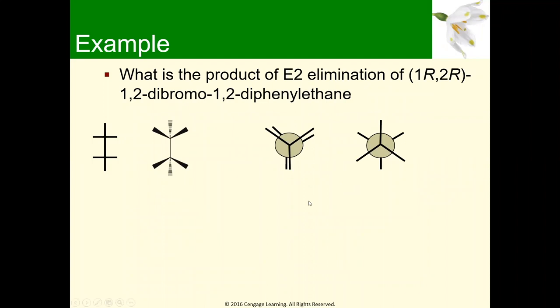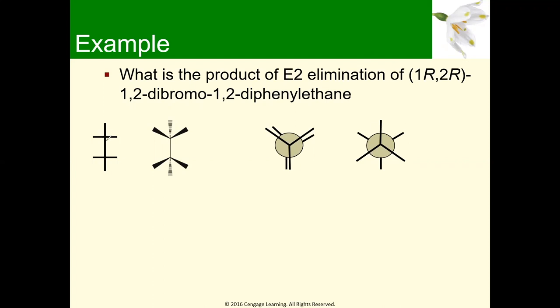What we want to do now is consider the product of E2 elimination of 1R,2R-1,2-dibromo-1,2-diphenylethane. So this is similar to the compound that we just looked at, but let me show you what I'm talking about here. Or I'm not sure if I wanted phenyl or methyl. Hold on just a second. It might be methyl. I may have put the wrong word in there by accident. It doesn't really matter. Okay, so R and R.